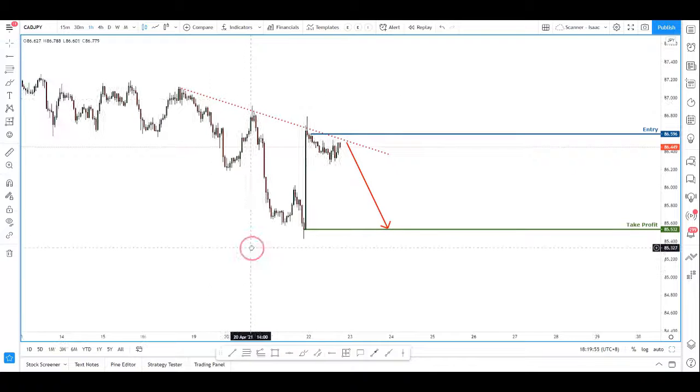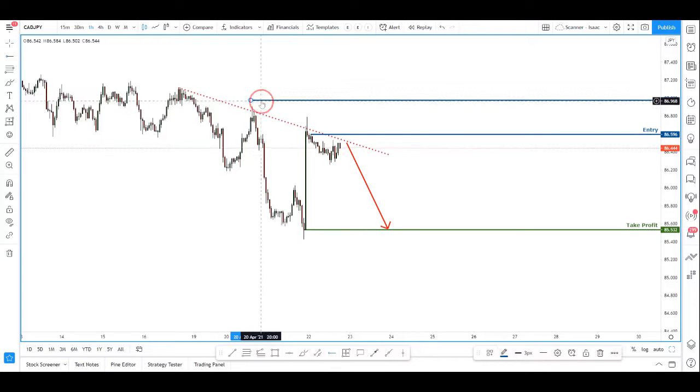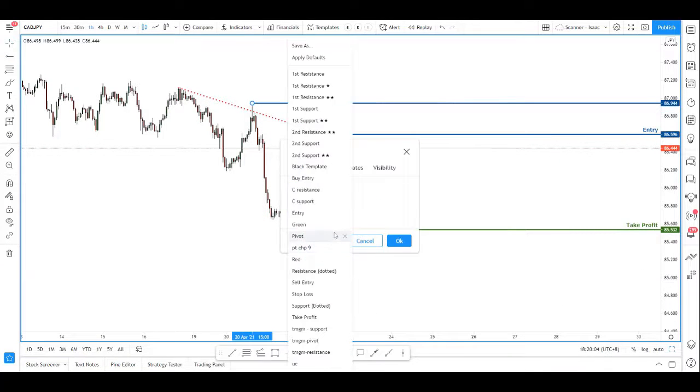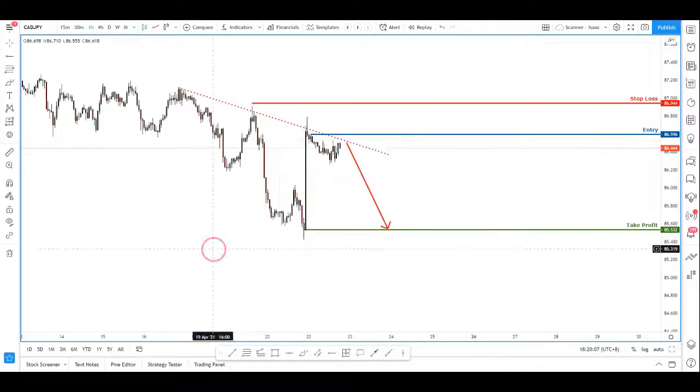And of course, the stop loss will be outside of market structure, somewhere slightly over here. The reason is because we don't want to be prematurely stopped out. We want to give the trade a bit of room to breathe. And this is also in line with the last graphical swing high.